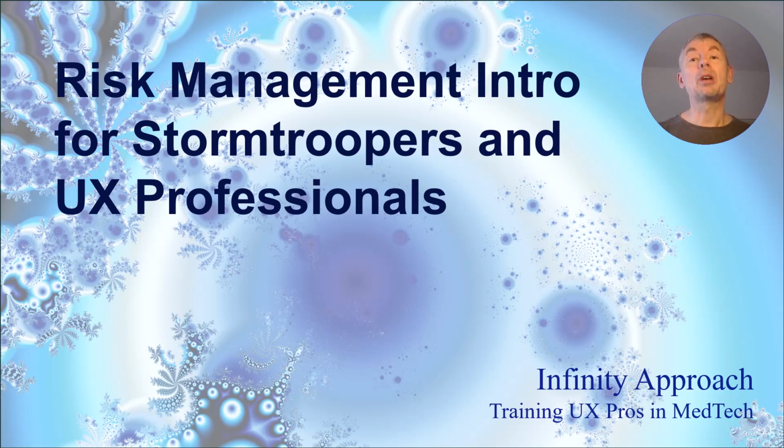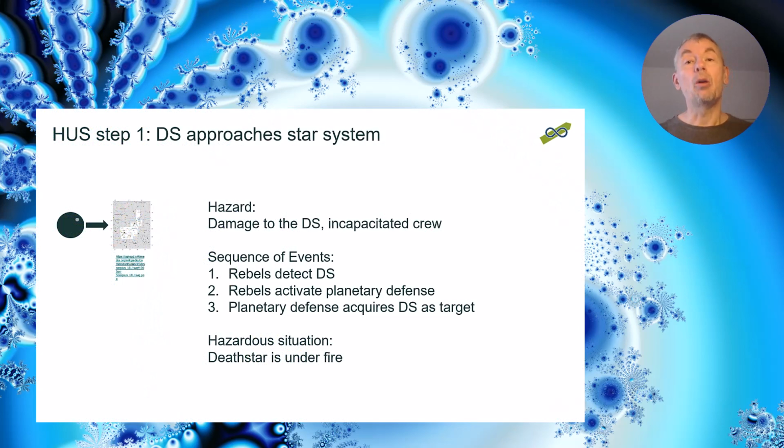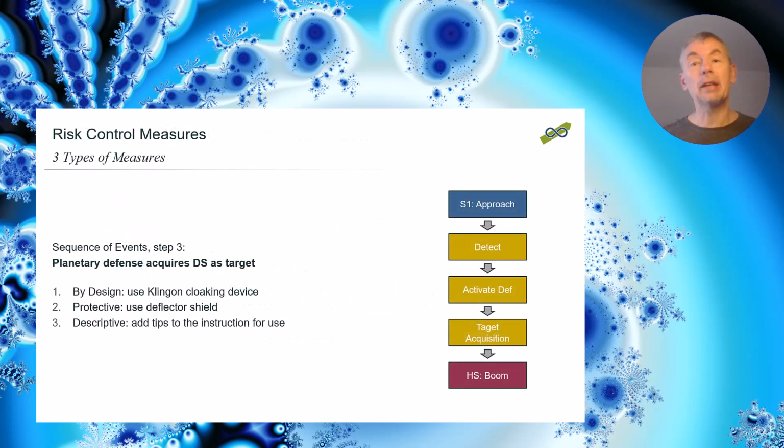Now let's talk about the risk evaluation after mitigations. From a mechanical point of view, it's the same as before. Now we just have the mitigations we also have to take into consideration. So let's head straight to an example. We have defined our risk control measures by design, protective measures and descriptive measures.